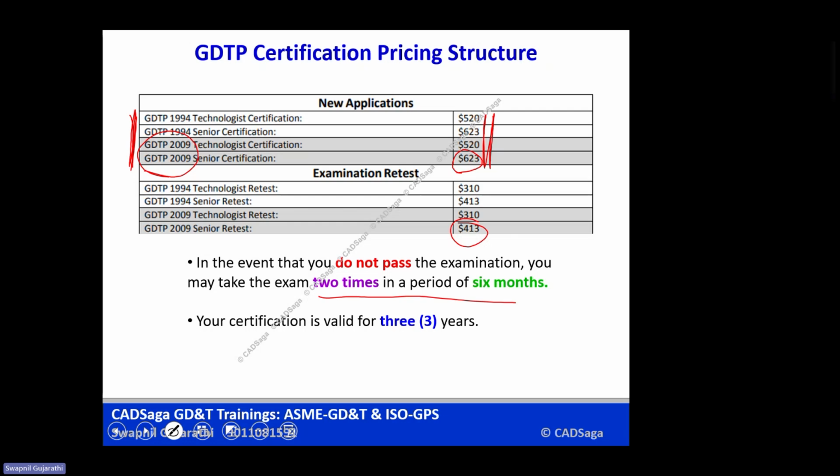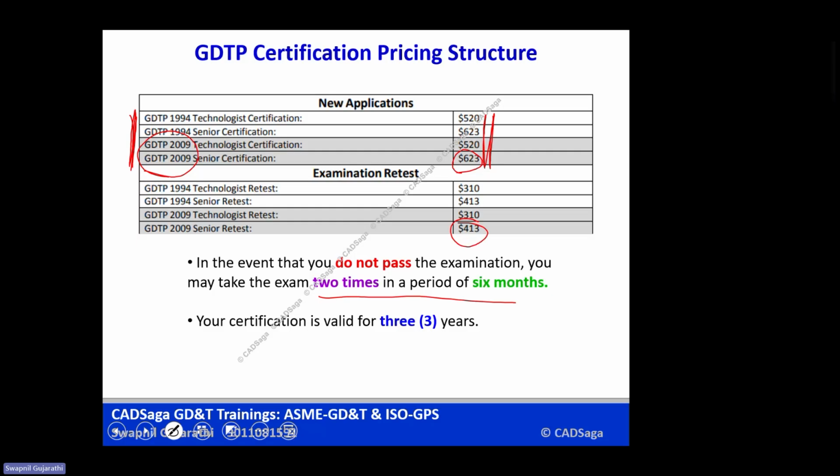After that, every 3 years you need to renew. But before your certification lapses, before that expiration date, you need to renew. You can renew without taking the exam. You only need to self-declare that you've been working with GD&T for the past 3 years and want to renew. The renewal fee is around 150 bucks or something, not this much.